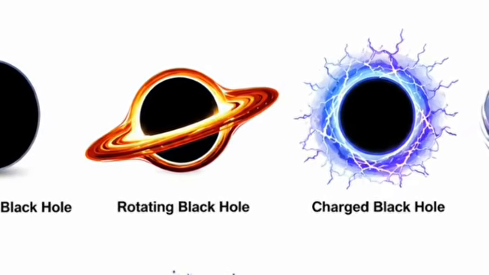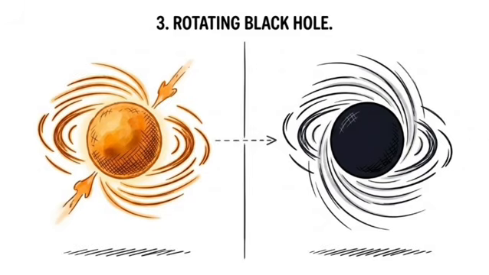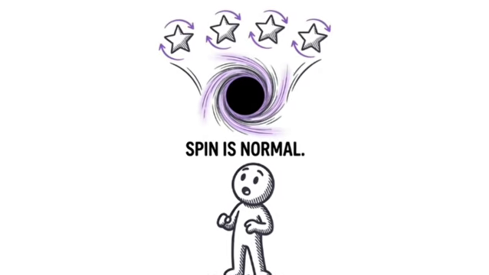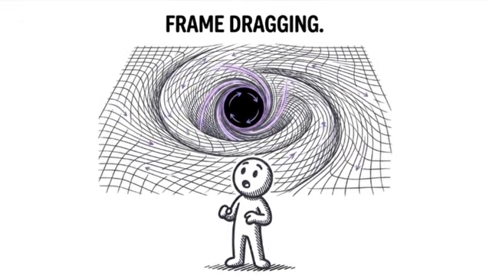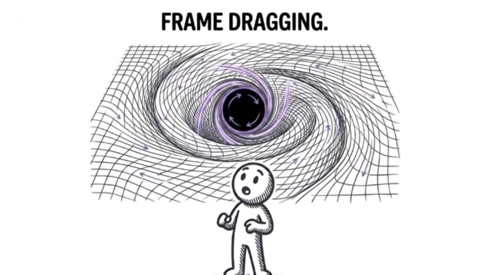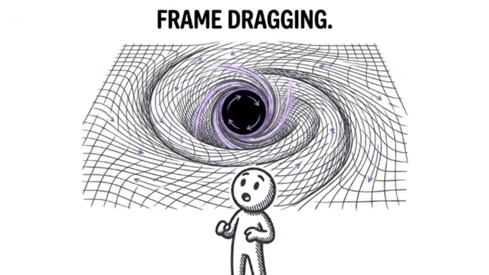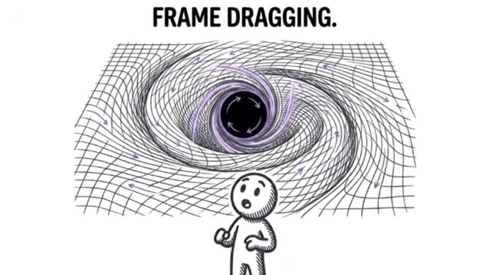Rotating black hole. A rotating black hole, also called a Kerr black hole, spins because it inherits the rotation of the object that created it. Since almost every star rotates, most real black holes are expected to spin as well. The spinning motion twists the surrounding space and time, creating an effect known as frame dragging.